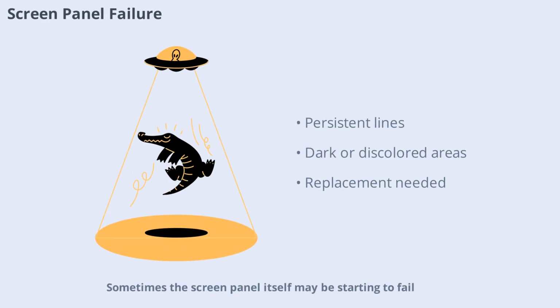Sometimes the screen panel itself may be starting to fail. This can happen due to age, physical damage, or manufacturing defects. Symptoms include persistent lines, flickering that doesn't go away, or areas of the screen that remain dark or discolored. If you see these signs, especially if they appear even in the BIOS or during startup, it's likely that the panel needs to be replaced.